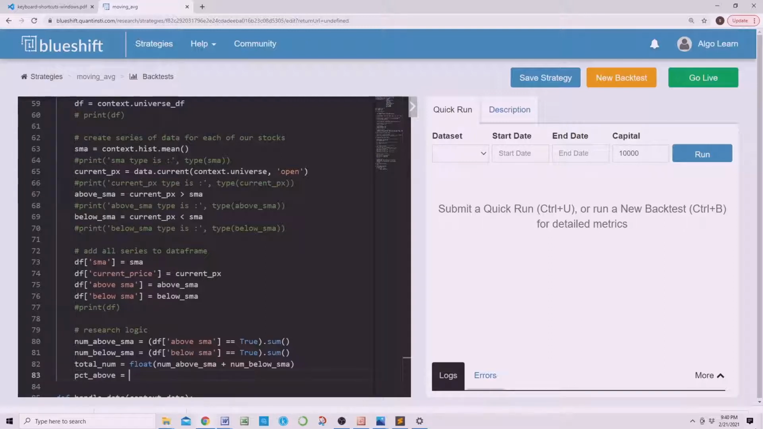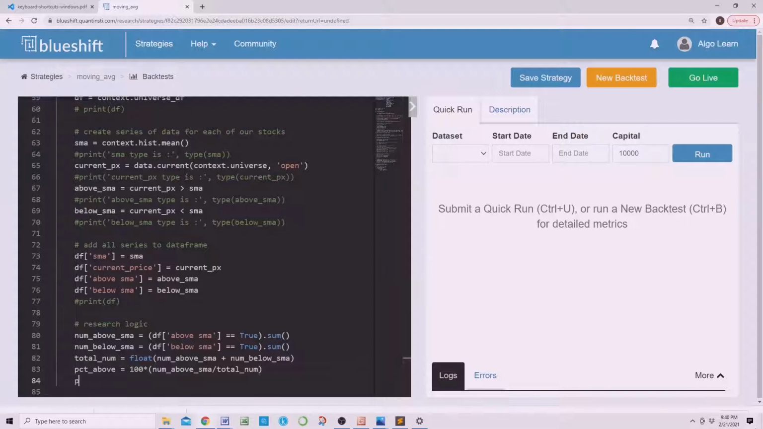Okay, and then percent above, let's do this. I'm going to do 100 times num above SMA, so the number of stocks above the SMA divided by the total number of stocks that we're taking a look at, and that will give us our percentage. All right, let's go ahead and print. So we're going to print stocks above their SMA. In this case, it's the 200 moving day average.